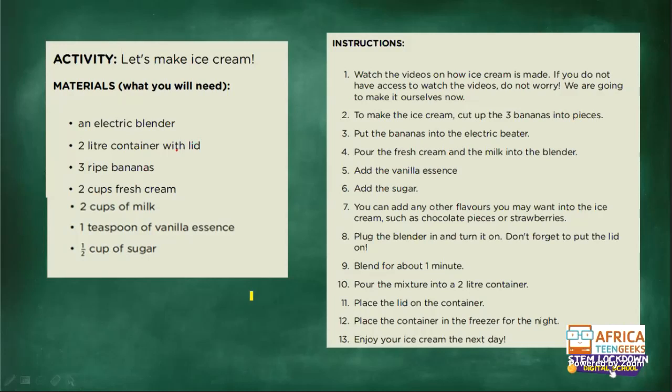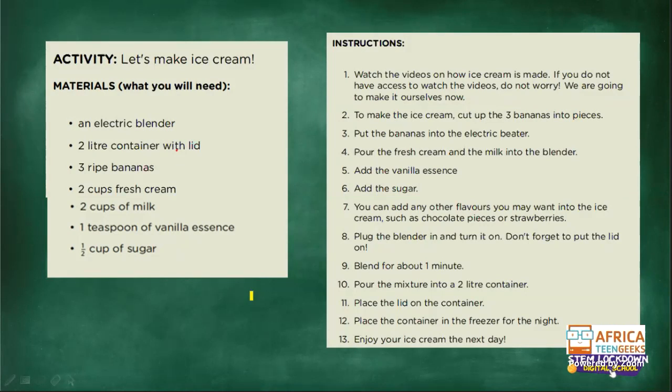Then look at number 7. You can add any other flavors you may want into the ice cream, such as, and here we go, chocolate pieces or strawberries. Both of the things that I love. So this should be a very nice ice cream. Banana, chocolate, and strawberries. Yum.